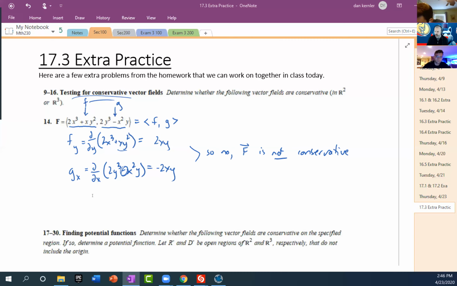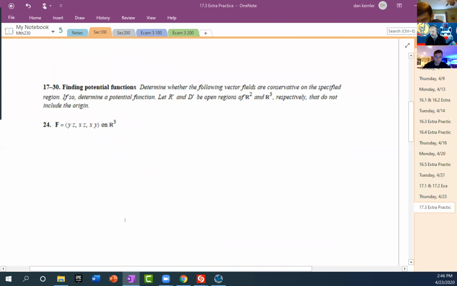Okay, next one. We're going to start the same way. We're going to determine whether it's conservative, and if it is, then we'll find a potential function. Now this one is three-dimensional. There's an f, there's a g, there's an h. So we need to see, is the partial derivative of f with respect to y equal to the partial derivative of g with respect to x? And all of these have to be equal.